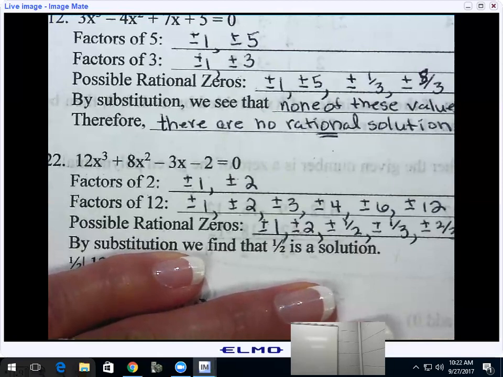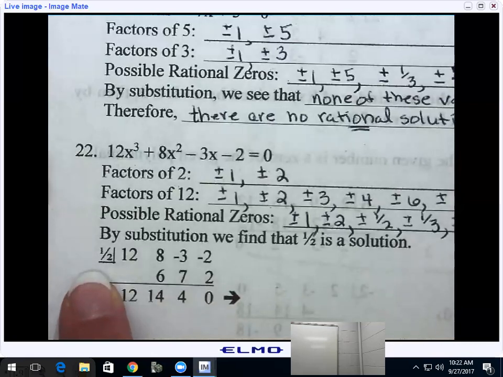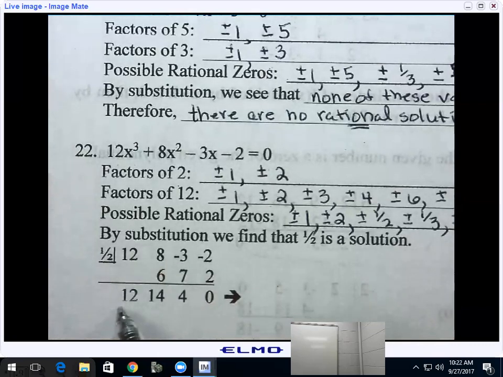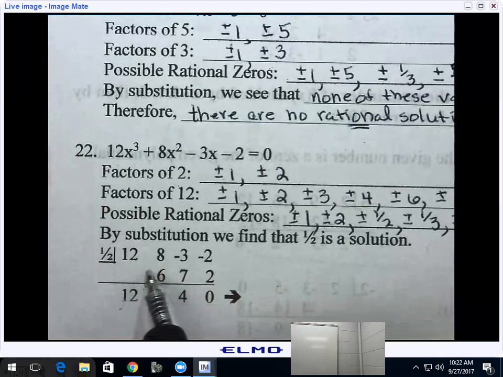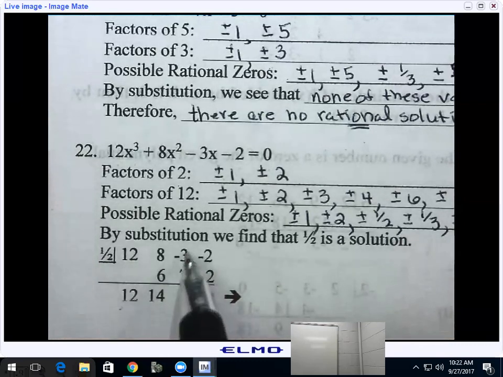That makes the problem easier though, because if I know a half is a solution, what do I know is one of the factors of that left-hand side? A half is a solution, then what's one of the factors? X minus a half. To figure out what the other factor is, I need to use synthetic division with a half in the box. And that's not as bad as it seemed with this particular problem. I just brought down the 12 and said half times 12 is 6. 8 plus 6 is 14. A half times 14 is 7. -3 plus 7 is 4. A half times 4 is 2. -2 plus 2 is 0.